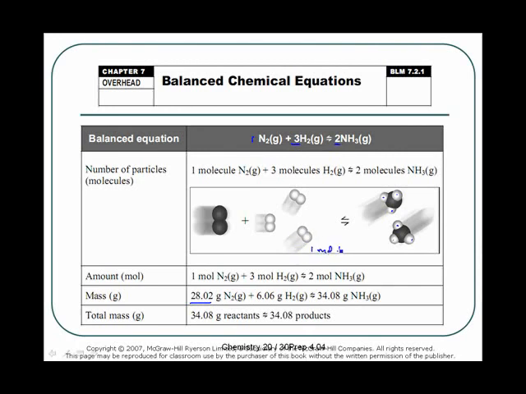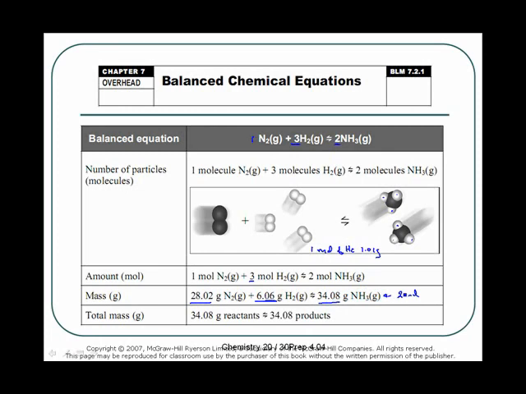So if we look at 1 mole of H2, it would be 1.01 grams. Since we have 3 moles, we have to multiply that 1.01 by 3. So that's how we get the 6.06 grams. When we take a look at the amount of ammonia that would be produced, it would be the 2 masses added together. This 34.08 grams is the same as 2 moles of the gas. 2 moles would weigh that amount.